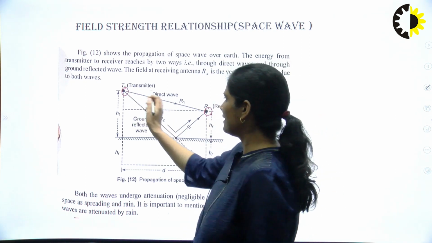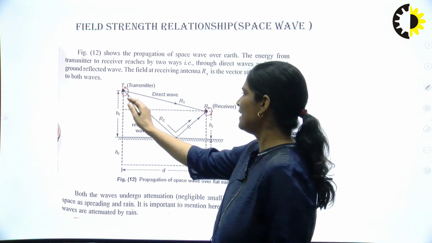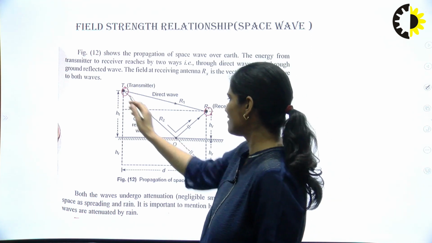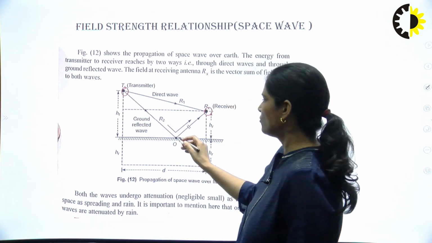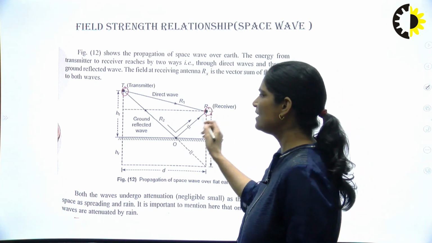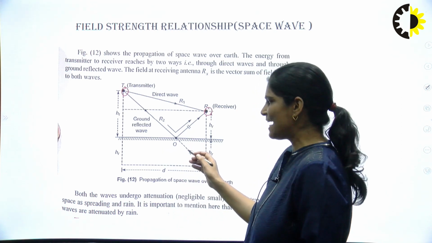In the direct method, we are sending the signal directly from transmitter to receiver, and in the indirect method your signal goes from the transmitter first to the ground, then it is reflected back to the receiver. So this is the indirect method. This is the propagation of space wave over flat earth.